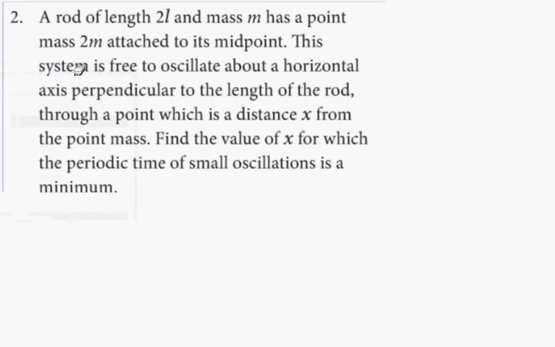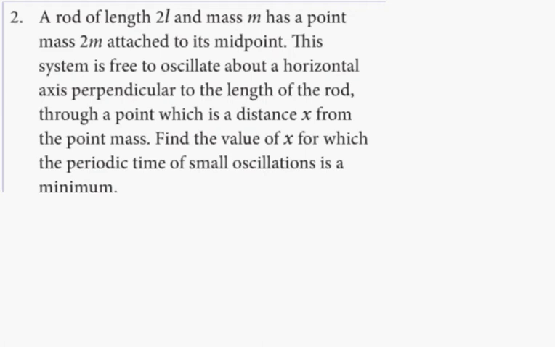Now, a rod of length 2L and mass m has a point mass 2m attached to its midpoint. This system is free to oscillate about a horizontal axis perpendicular to the length of the rod, through a point which is a distance x from the point mass. Find the value of x for which the periodic time of small oscillations is a minimum. So we want to minimize the full system, okay?